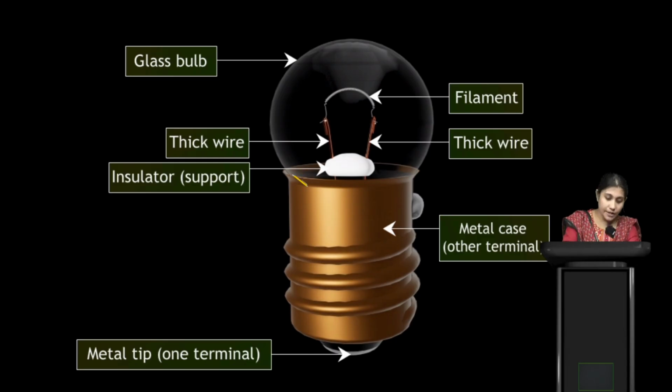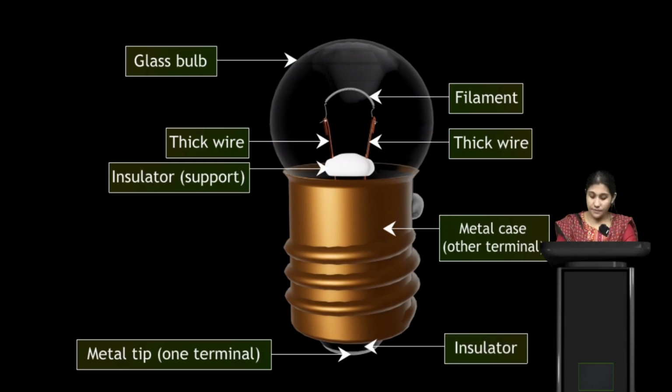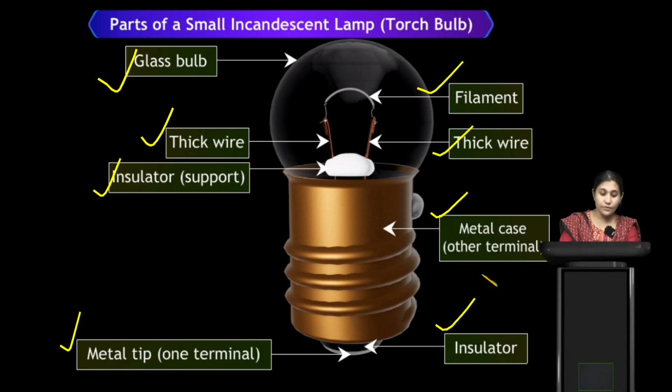Yes, then comes the glass bulb. This part is called the glass bulb. Okay, and this one is what? This one is the insulator of the two thick wires. Okay, and this part is also an insulator. Then comes the parts of a small incandescent lamp or torch bulb. So all these are what? All these are the parts of the torch bulb. All these we have seen now. Okay.